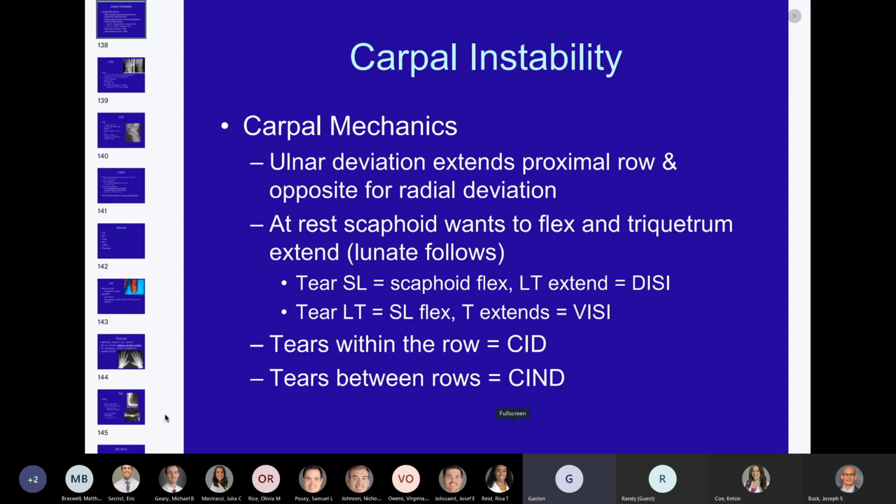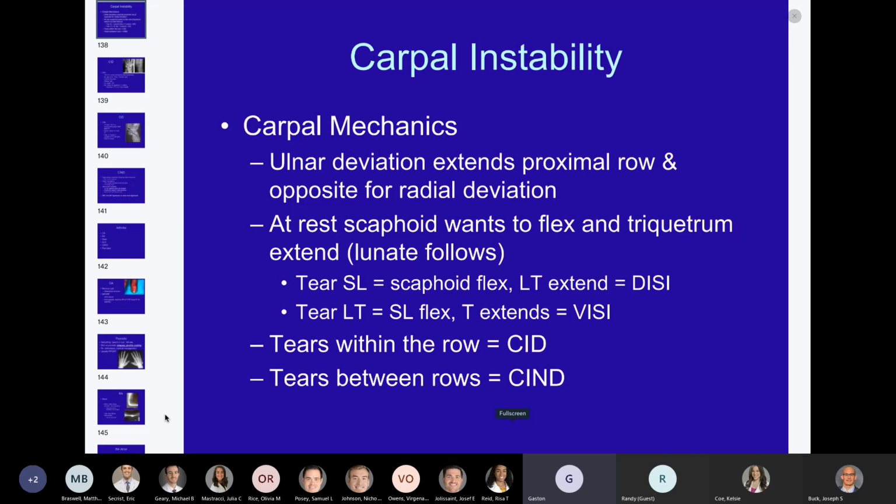Carpal instability is a big topic to cover in this, so I'm going to give you guys this. You can look at these slides later if you want to learn more, but here's what you're going to remember, especially for the juniors taking OITE. The scaphoid always flexes. The triquetrum always extends. The lunate goes with whoever he's still attached to. So if you tear your SL, the scaphoid's going to flex, the triquetrum's going to extend, the lunate's attached to the triquetrum, so it's going to extend along with it.